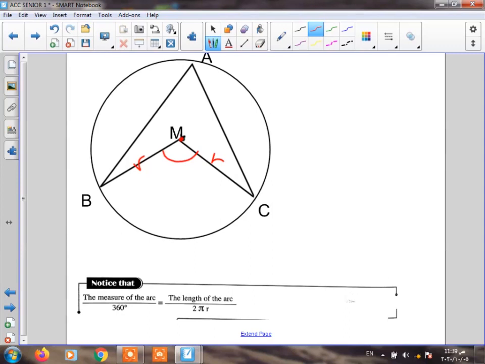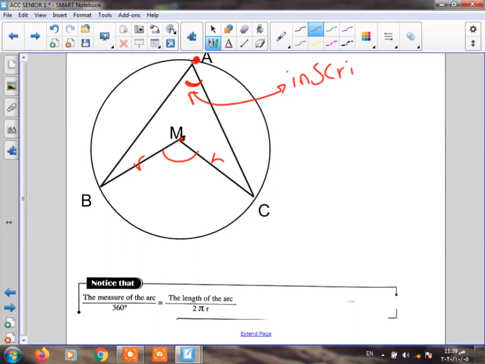Okay, what about this angle? This angle, this vertex is lying on the circle. This point is lying on the circle. And AB is a chord and AC is a chord. So the angle which is included between two chords and whose vertex lies on the circle is called an inscribed angle.